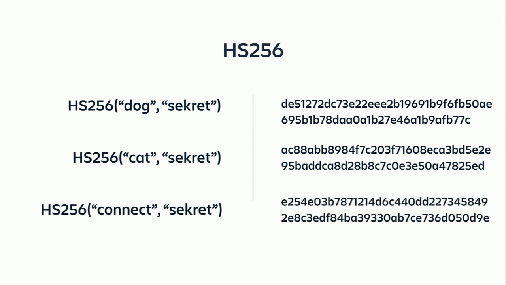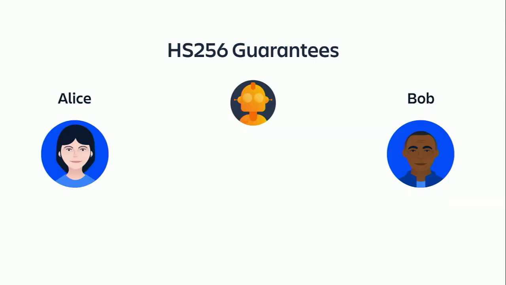Now, given that output, you cannot figure out what the input was. It's impossible. Don't trust me, trust this thing called math. Similarly, I can't find a different combination of input and shared secret that can generate the same output as any of these. It's practically impossible. So what does that mean?